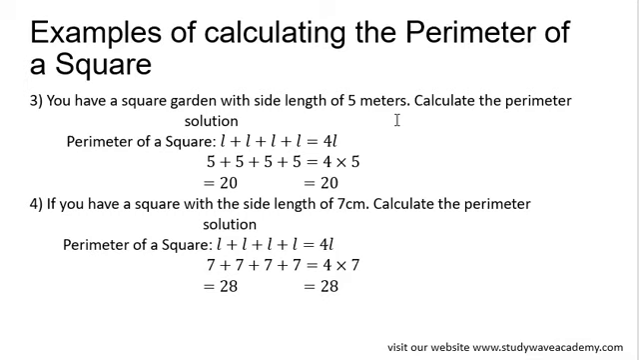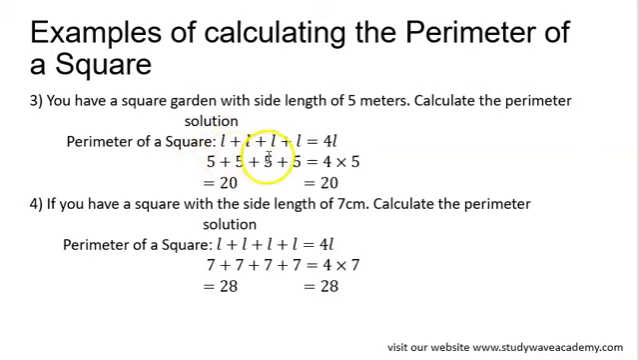Good, we write out our formula first, right? When we write out our formula first, what do we do next? Good, we implement the formula. We implement the formula with the given number we have. Here we have 5 as the length, right?